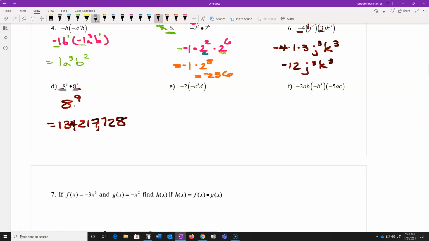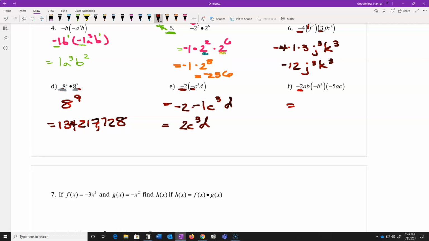Now, letter E. Let's see what this guy's got. Coefficient in the front is a negative 2. Coefficient in the front is a negative 1. So I really got a negative 2 times a negative 1. C to the third power, D, because there's no other letters that would add together in that particular regard. So basically 2 C to the third D is what you're going to get as your monomial. Pretty simple stuff.